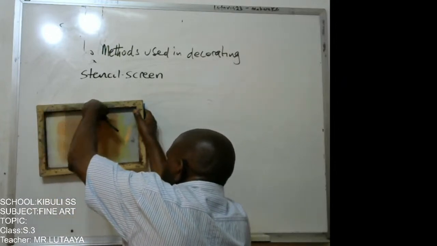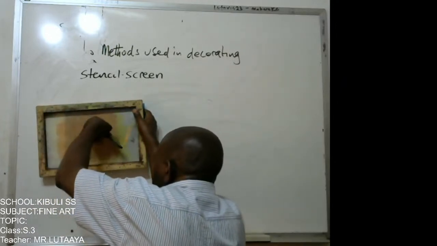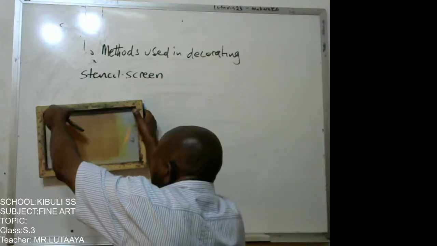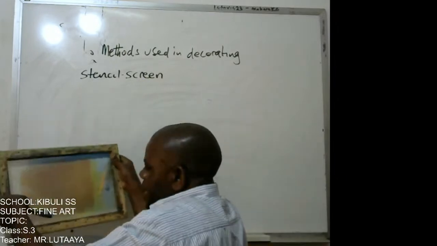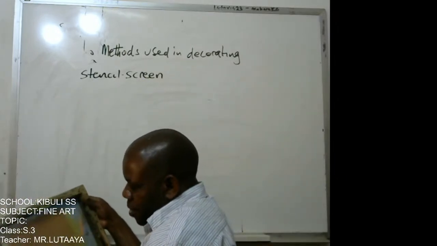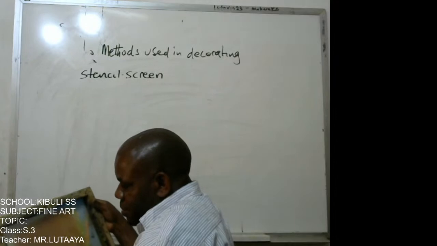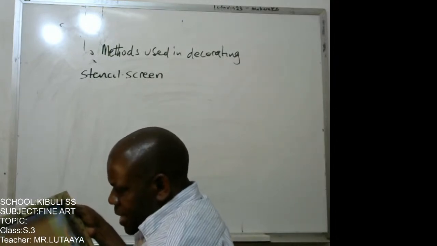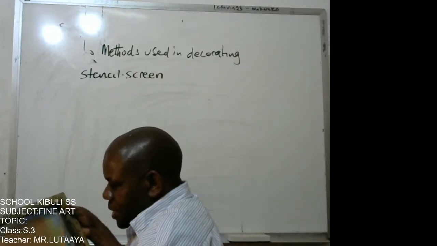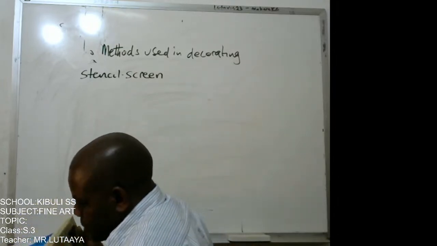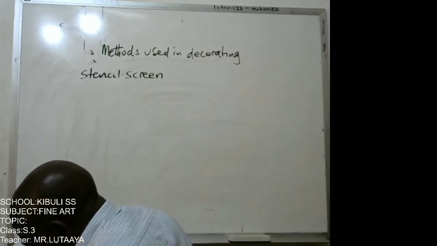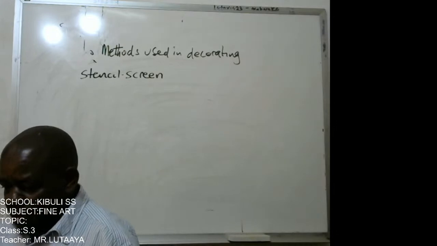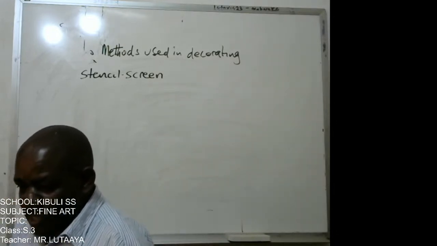You make it go through, or press it on the stencil, on the screen, whereby the color will move through, will pass through. This screen has very tiny holes. It will go through the screen, then through the cut stencil, and then it will reach the printing surface. So that is stencil screen printing.